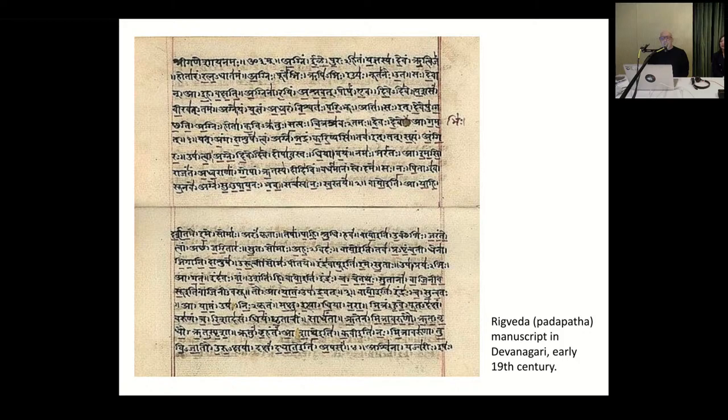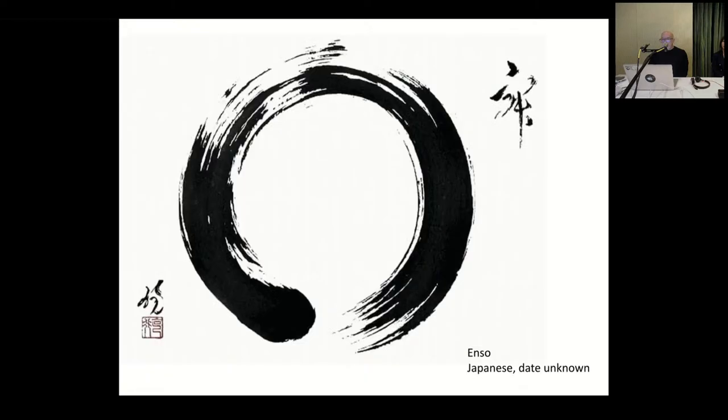These are deep philosophical ideas that form the basis of both Buddhism and Hinduism, and are in turn underpinning both yogic teachings and Zen. So what you are seeing here is an Enzo. That's an ink circle painted in a single brushstroke. Monks would often be asked to paint these forms over and over again as part of their meditation practices.